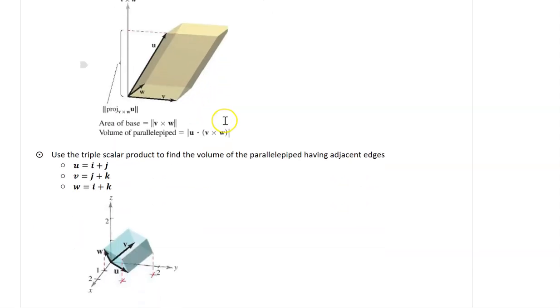So this one says use the triple scalar product to find the volume of the parallelepiped having adjacent edges u equals i plus j, v equals j plus k, and w equals i plus k. Now you may observe that this thing is actually a rectangular prism, but that's okay. That's a special case of a parallelepiped. All right, so the volume we're going to use is u dot v cross w here.